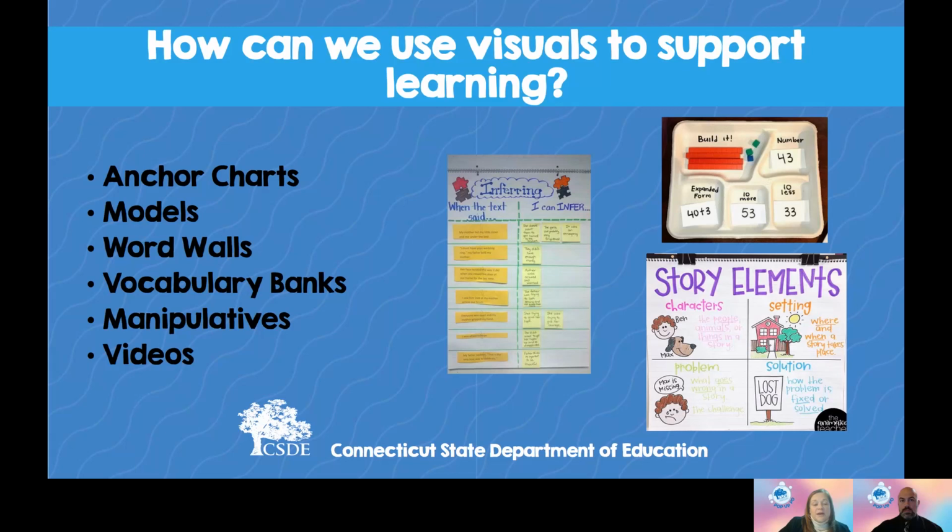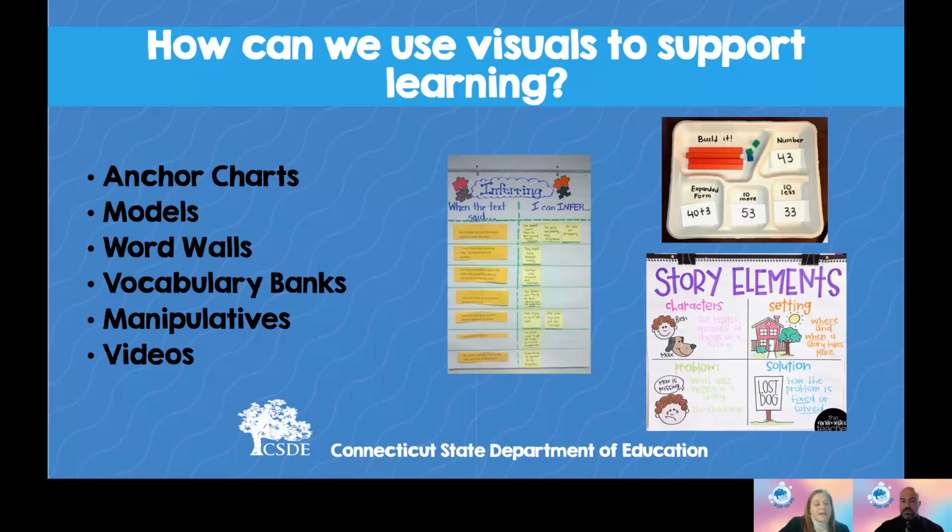Visual supports might include anchor charts, models, word walls, vocabulary banks, manipulatives, and videos. These supports help students anchor their learning and provide references to reinforce new or previously learned concepts. Models help students use concrete tools to understand more abstract ideas. Many students need these visual references to connect with the words that they hear in order to develop their understanding.